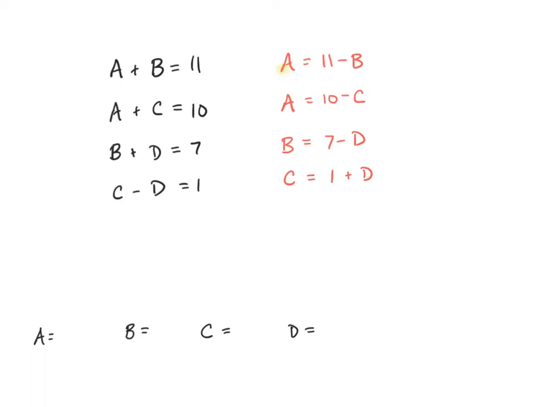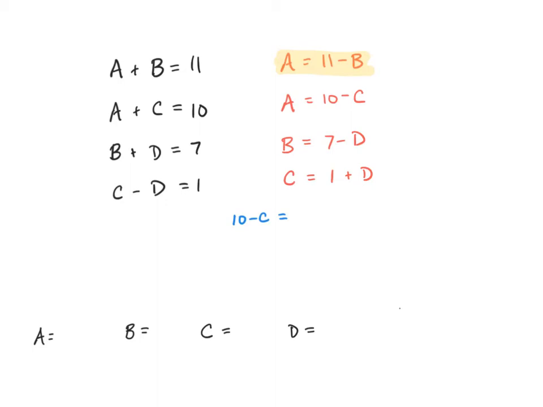What I'm going to do next is use this top equation right here, and I'm going to substitute for values of a and b from my other equations. And here's what I mean. According to this second equation, a is equal to 10 minus c, so I can substitute 10 minus c for a. If I rewrite that, then I have a, 10 minus c, is equal to 11 minus b, but I'm going to substitute 7 minus d for b.